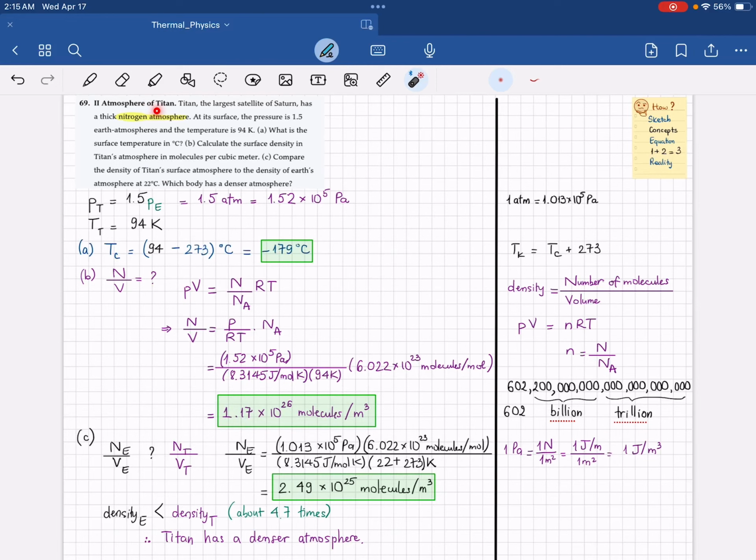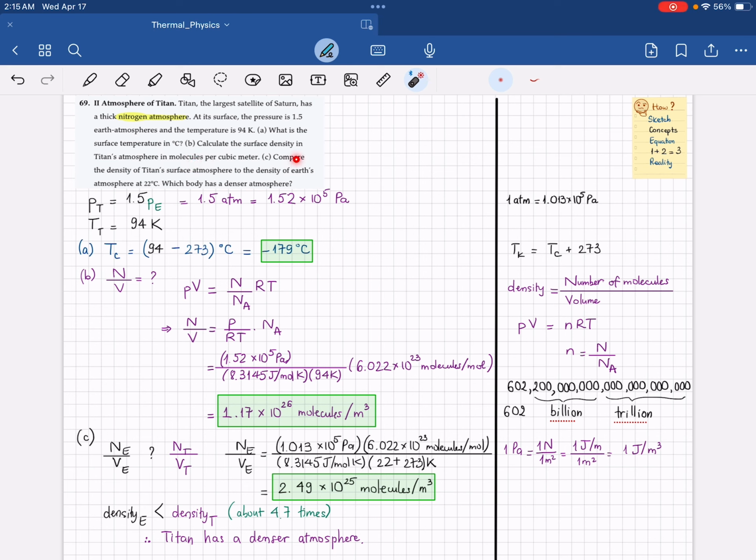Atmospheres of Titan. Titan, the largest satellite of Saturn, has a thick nitrogen atmosphere. At its surface, the pressure is 1.5 Earth atmospheres and the temperature is 94 Kelvin. A. What is the surface temperature in degrees Celsius? B. Calculate the surface density in Titan atmosphere in molecules per cubic meter.